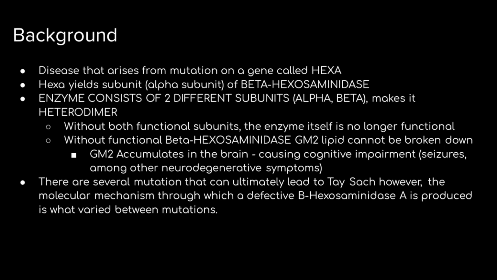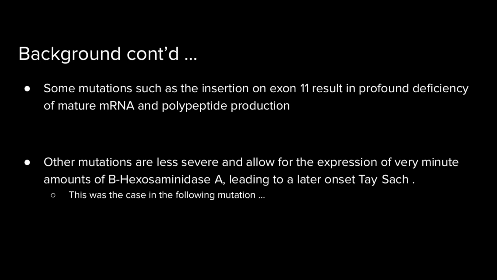There are several mutations that can ultimately lead to the disease of Tay-Sachs. However, the molecular mechanisms that are involved in each of these are what is different between the different mutations, causing the defective beta-hexosaminidase to be produced. So some mutations of beta-hexosaminidase, such as the insertion that occurs in exon 11, which is the most prevalent mutation which occurs in Ashkenazi Jews, leads to a profound deficiency of mature mRNA as well as a deficiency of polypeptide production, which in this case is the hexosaminidase subunit.